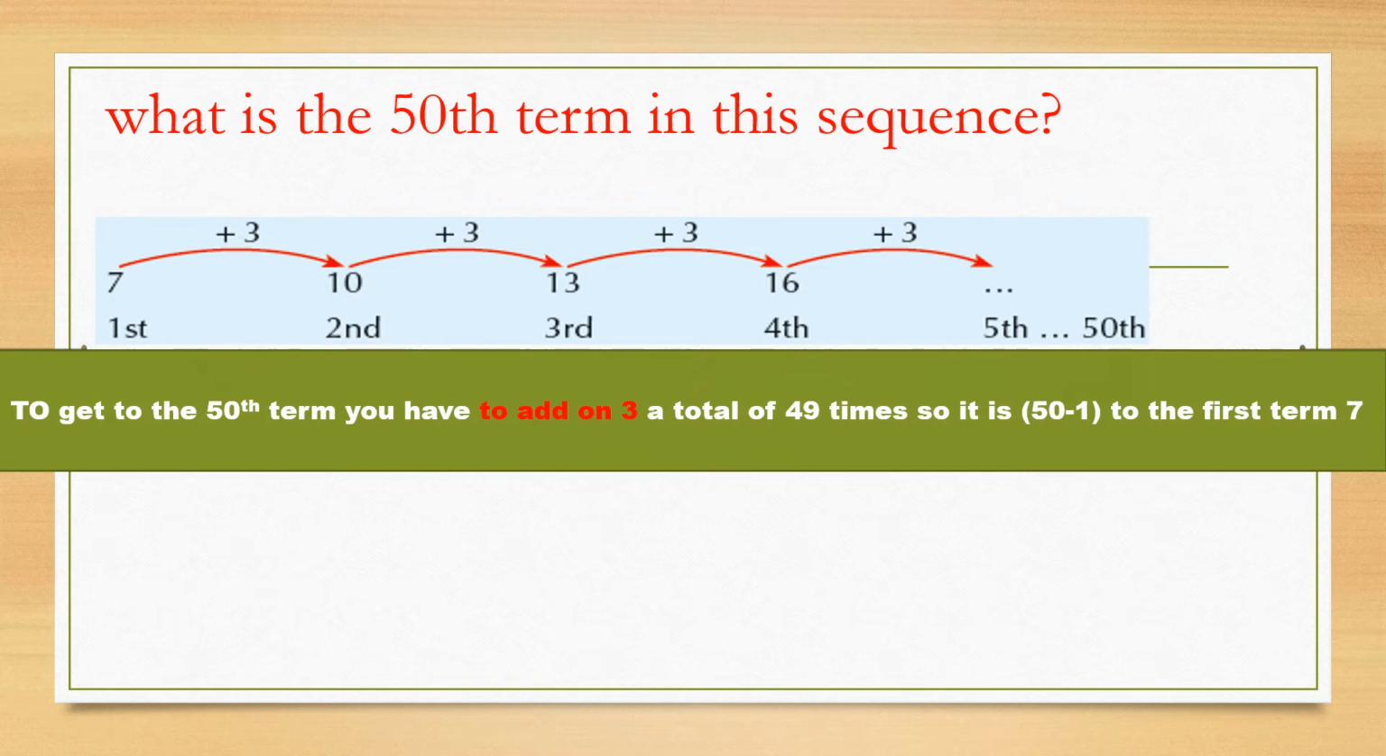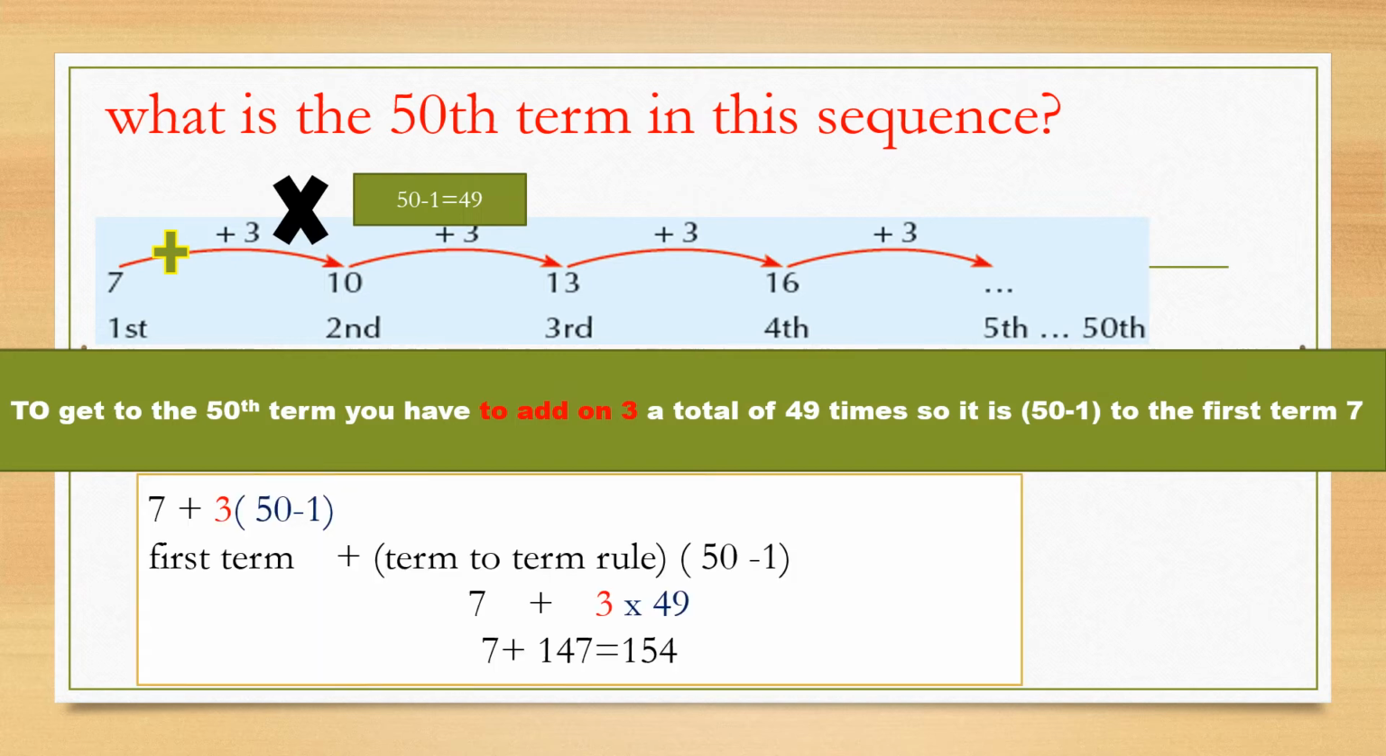So to do that, you have to arrange the numbers in your rule. First term, you put it first, it's 7, plus the term-to-term rule, which is plus a 3. So you'll get 7 plus a 3 into, you don't say 50th term, you say 50 minus 1 because you are adding 49 terms to the first term. So times 50 minus 1, which is 49. So 7 plus a 3 times 49. You will do the multiplication first. 7 plus 147 to get 154.